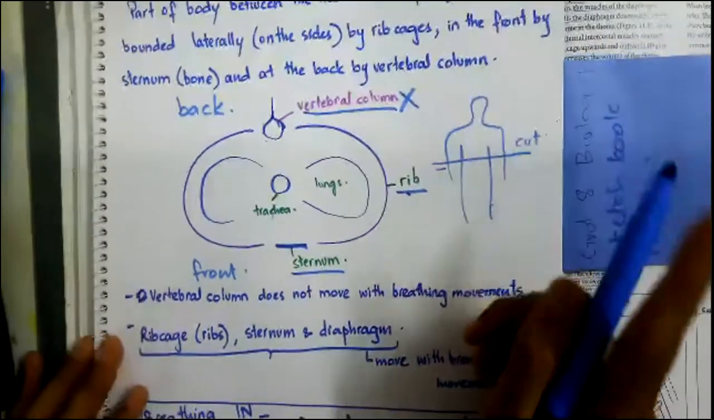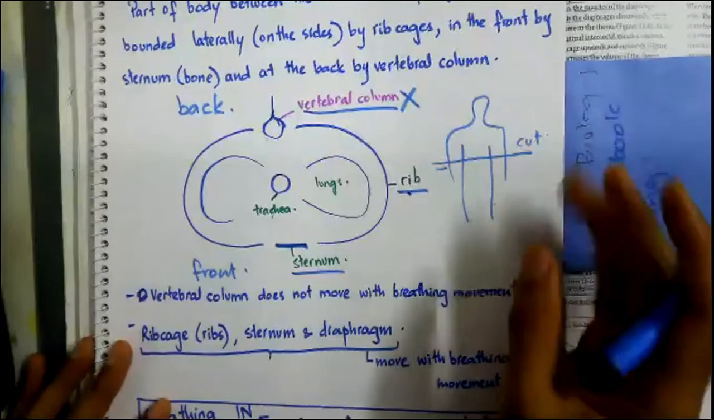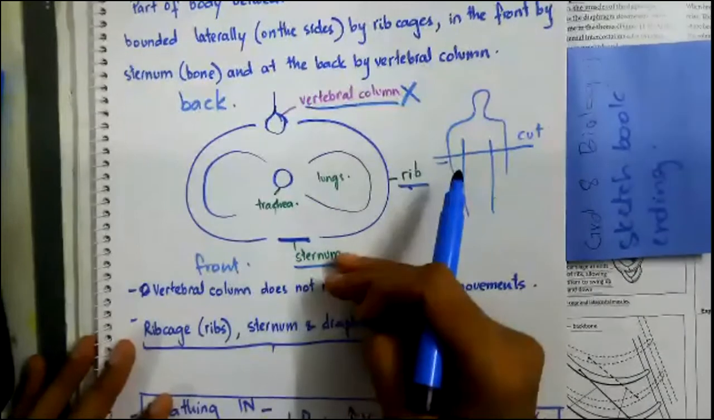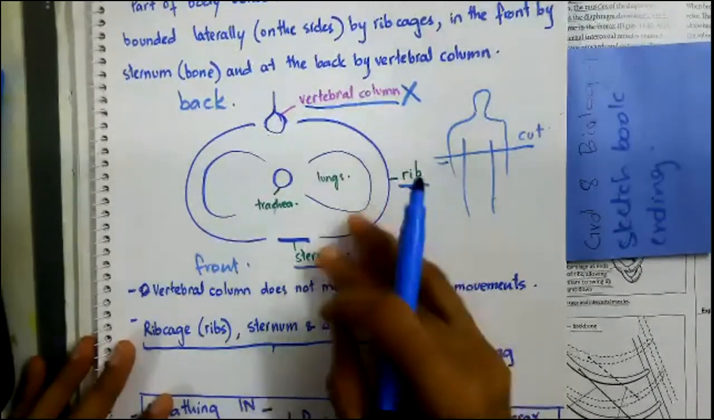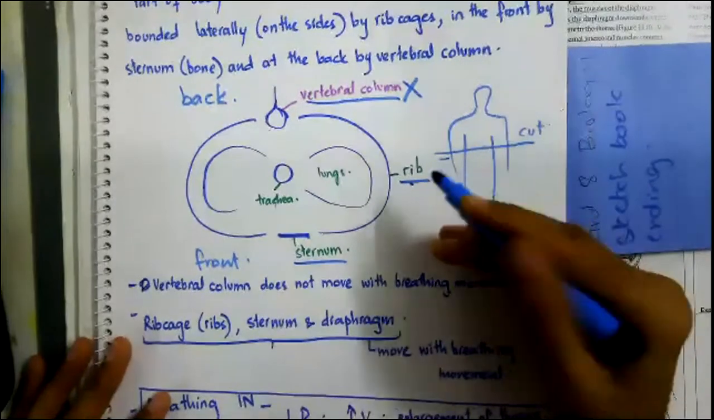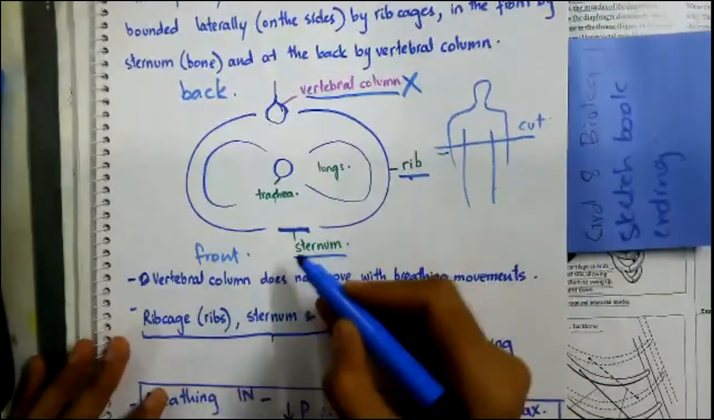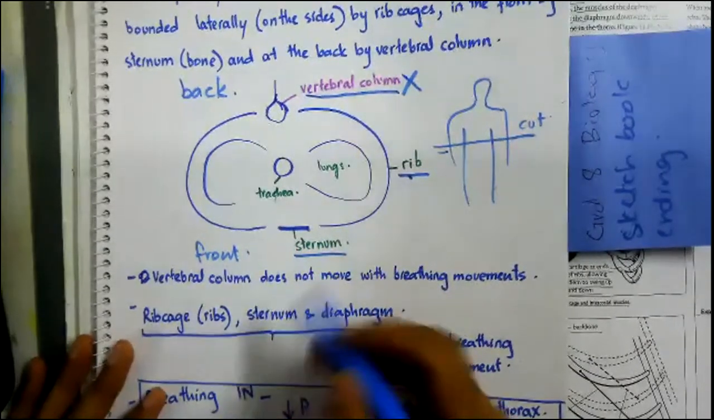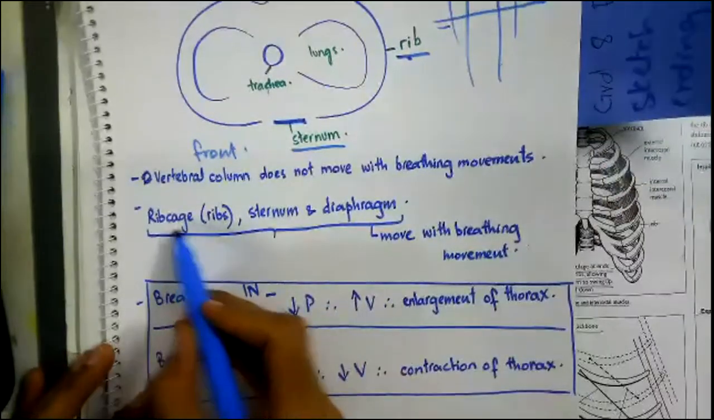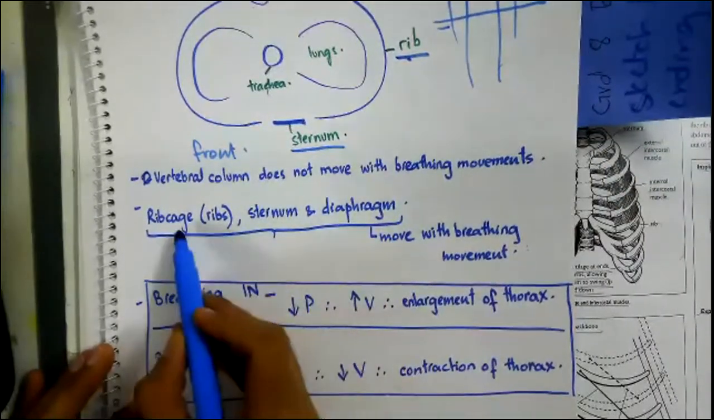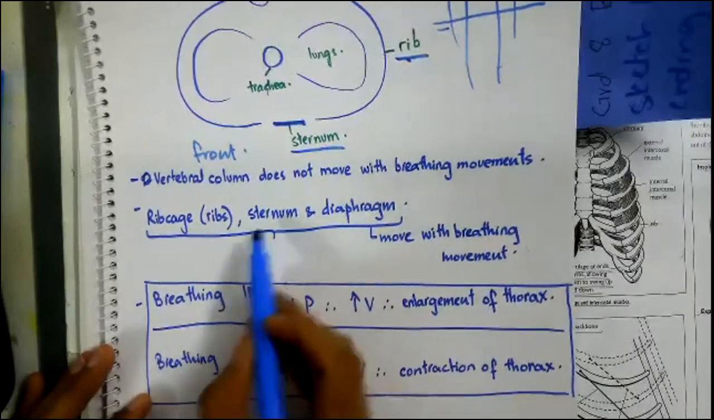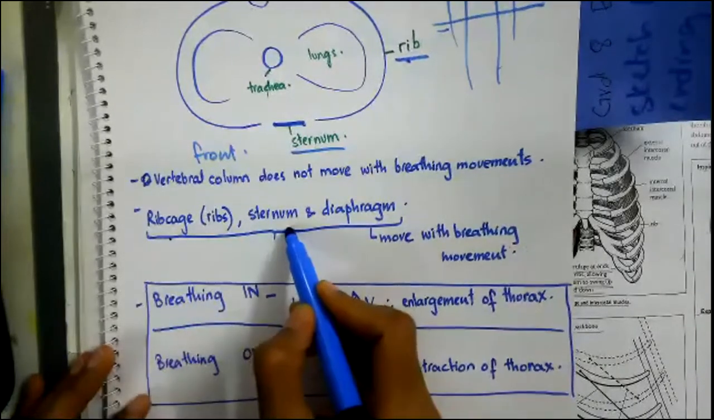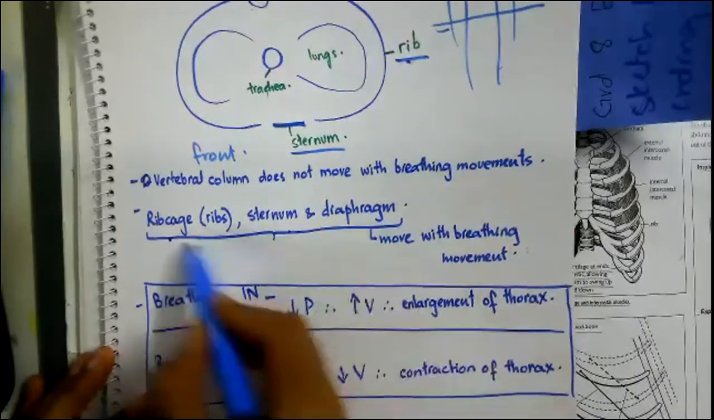And remember, no bone can move on its own. It is the contraction and relaxation of the muscles which are attached to them that cause their movement. Do you understand that? Bones won't move on their own. So these are the three parts of our body which primarily move, and they cause the increase or decrease of the volume of the thoracic cavity: rib cages, sternum, and diaphragm. These are the three things.